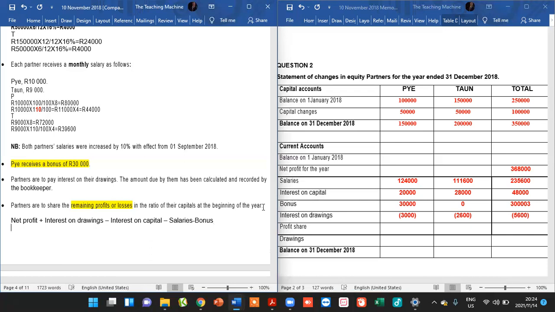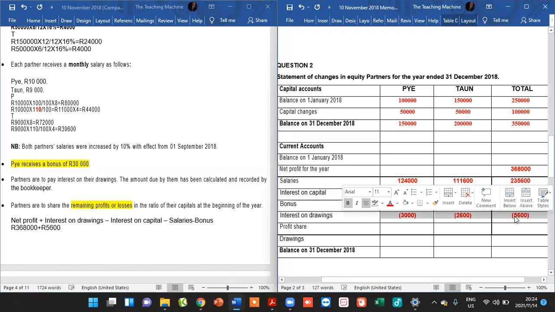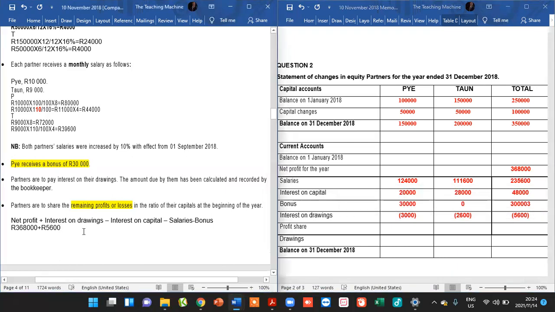So the net profit is given as 368,000, plus the interest on drawings, given as 5,600. I know that most students are confused now because here we subtracted the interest on drawings, but when working out the remaining profit, we added. That's the rule, because interest on drawings will be debited. If you apply the double entry system in the appropriation account, all of these expense accounts will be listed on the debit side, and the net profit and the interest on drawings will be posted on the credit side. Hence we add the interest on drawings to the net profit.